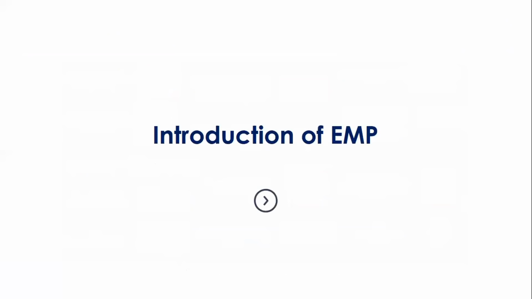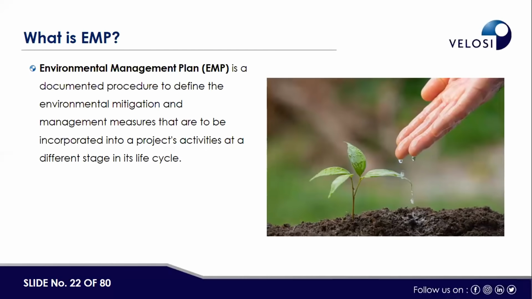So before going into the depth of the EMP, the Environmental Management Plan, we will have a look at what an EMP is, an introduction to the EMP. Basically, an EMP is a documented procedure which gives us the environmental mitigation measures and the management measures that must be incorporated in the project activities at any stage of the project.